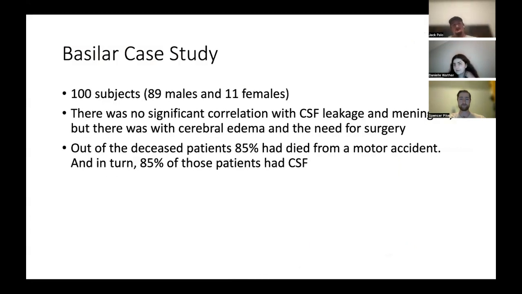So this case study consists of 100 subjects, 89 males and 11 females. And their main focus was determining if there was a correlation with cerebral spinal fluid leakage and meningitis. Turns out there's really not with these kind of fractures.